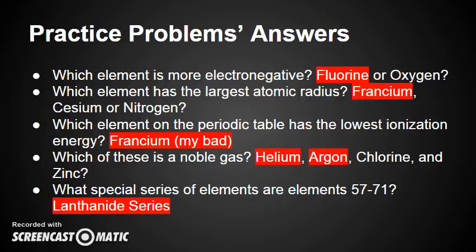Finally, we have what special series of elements are elements 57 to 71, and that would be the lanthanide series. That is another memorization thing. That's just recognizing that this little section that's been pulled out of the periodic table is the lanthanide series, the other being the actinide series, which would be elements 89 to 103. Yeah, that's basically just core memorization.